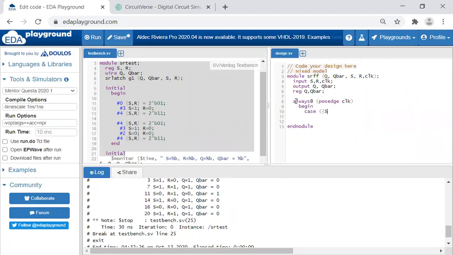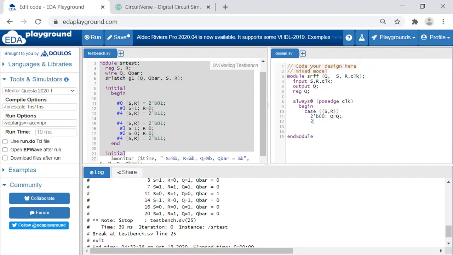Same, I'll write case S comma R. I'm just simplifying it using case. You can write it using if also. Whatever we did as an example for the latch with if can be written, the same thing can be written over here. So it is 2'b00, Q is equal to Q. I'll just skip Q bar. You can use Q bar, but I'm just going to skip Q bar because I want to simplify the design for you.